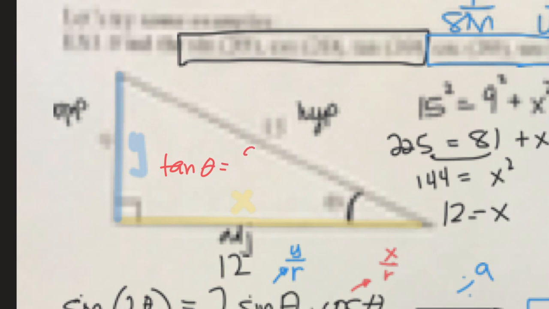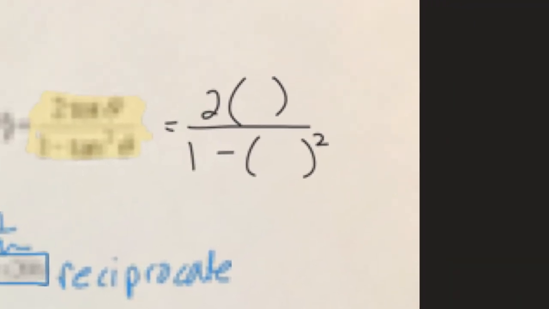So the tan is 9 over 12, right? So we have the y value over the x, 9 over 12. Let's reduce this right away. 9 over 12 equals, divide them both by 3, 3 over 4. Okay, so we're going to use 3/4 as our tan ratio. 3 over 4. Okay, back to our formula.